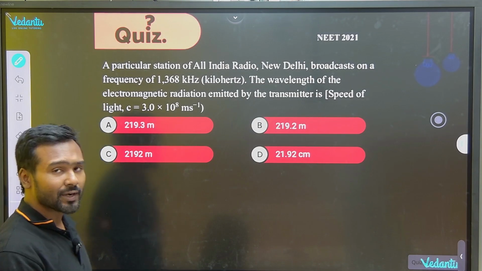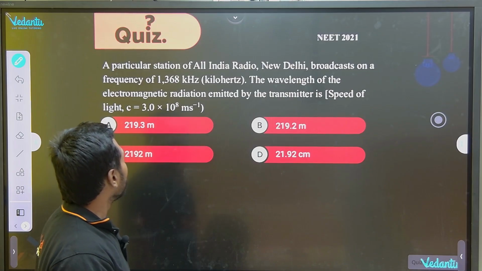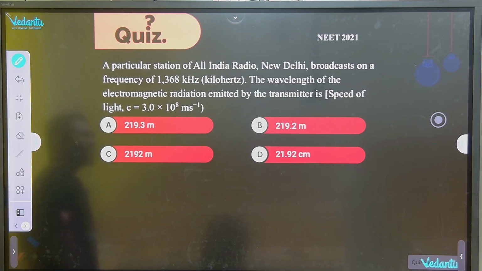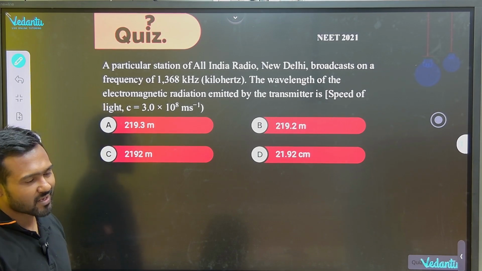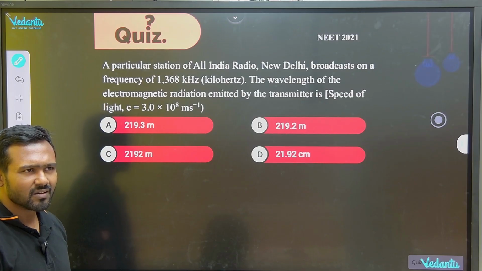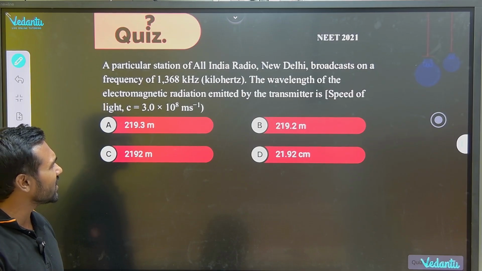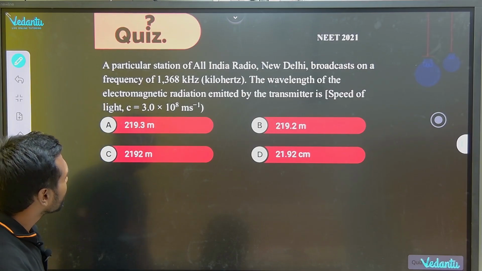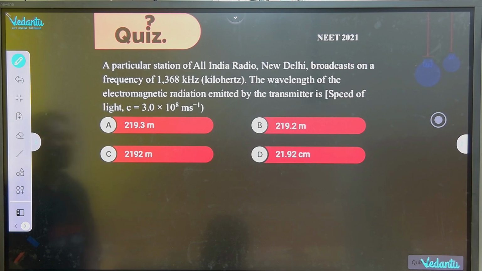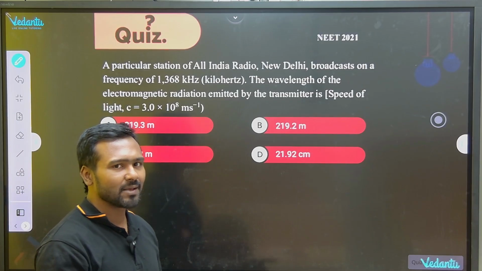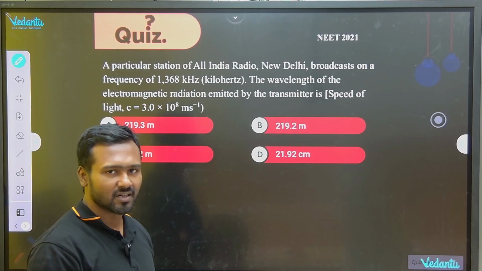This is a NEET 2021 question. A particular station of All India Radio, this is also directly from the textbook, I think. I think the values changed a little bit, or they gave them directly. COVID time. So New Delhi broadcast and frequency. The frequency is given, but they gave it in terms of kilohertz. Multiply with 10 power 3, so you will get hertz.